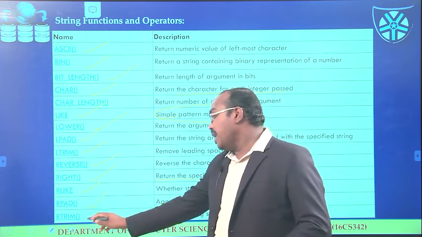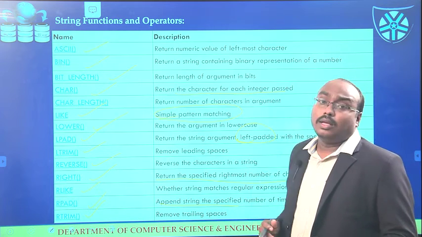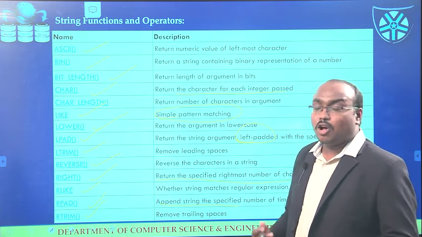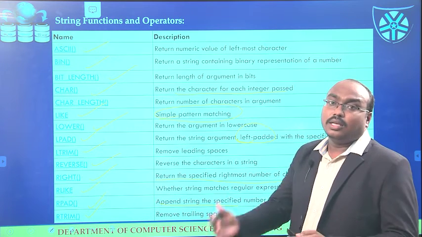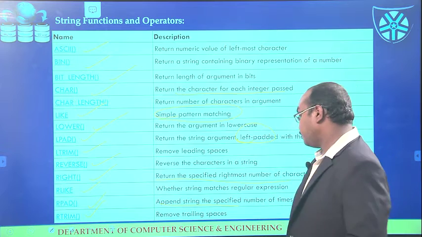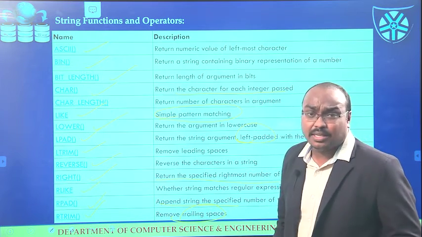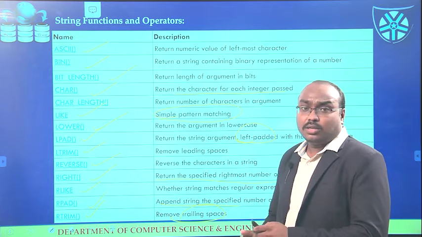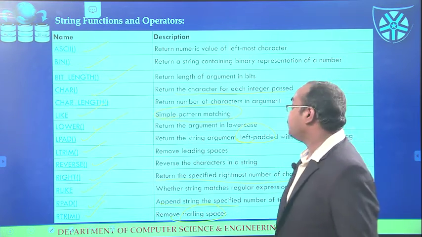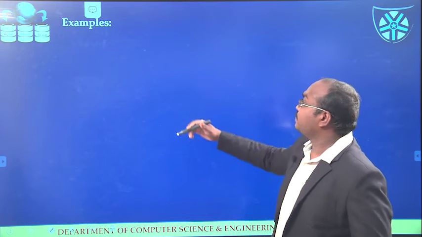And the next one, RTrim. This RTrim function will remove the leading spaces from after the string. So however many spaces there are in the string, all the spaces are removed from the right side. So trailing space means after the string, whatever total space is given, the entire space will be removed. I will show you with examples.